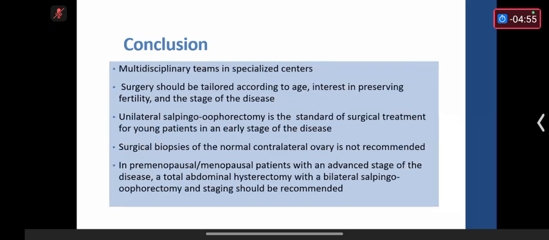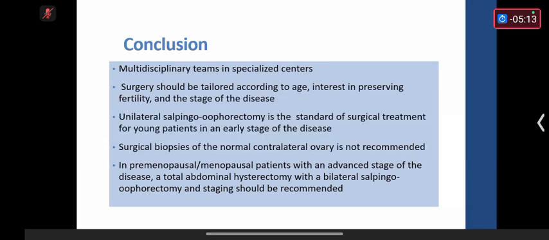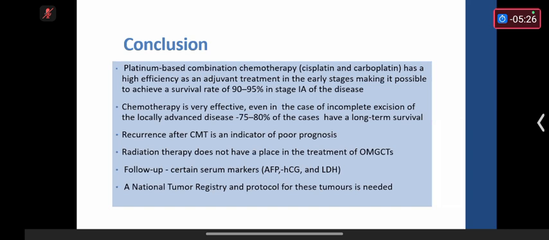Multidisciplinary team may be required. Surgery should be tailored depending upon the age, interest in preserving fertility, and stage of the disease. So the standard treatment is unilateral salpingo-oophorectomy for the young patients in early stages. Surgical biopsy of the normal contralateral ovary is not recommended because this can give rise again to problems in future fertility. But if the patient is premenopausal or menopausal, then you have to go in for full staging and total abdominal hysterectomy with bilateral salpingo-oophorectomy.